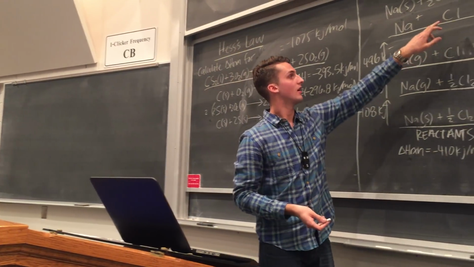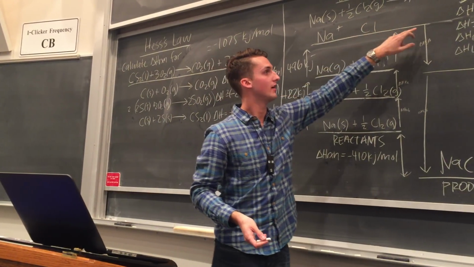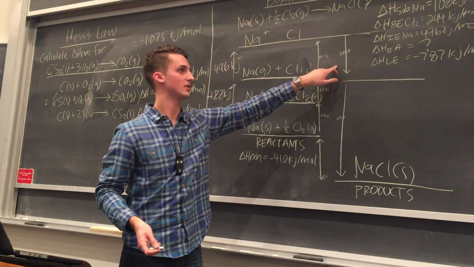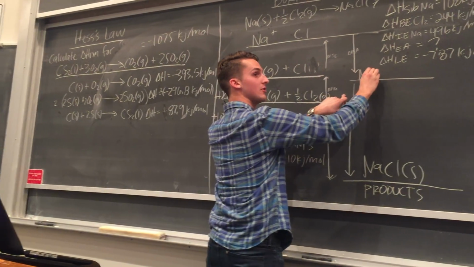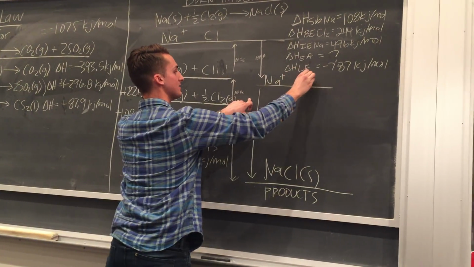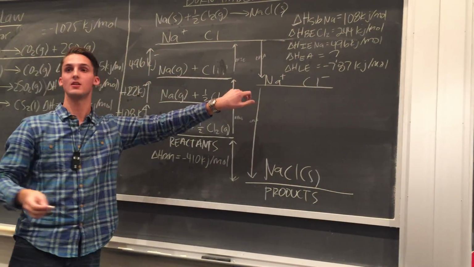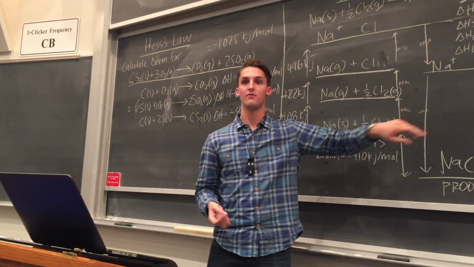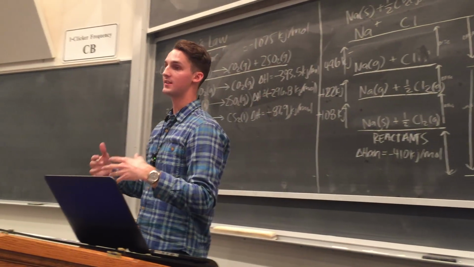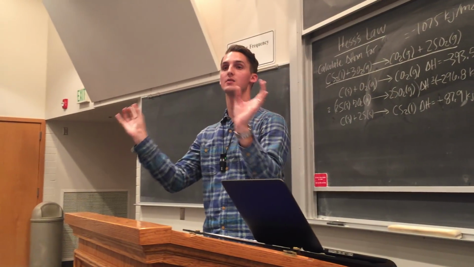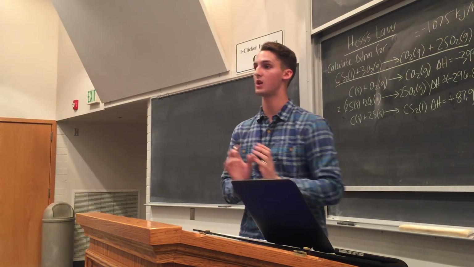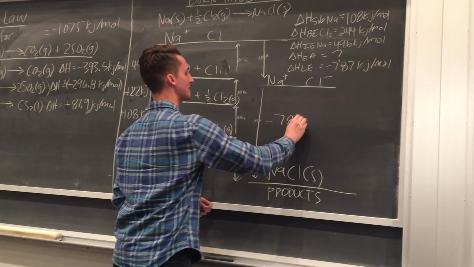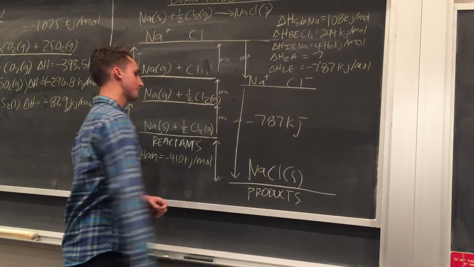So electron affinity for chlorine, that's what we're going to solve for, so I'm not giving you this one. After that electron affinity, I have Na plus and Cl minus. And the last step is the lattice energy. The lattice energy is the energy that's typically released when 2 ions come together to form that ionic solid. In this case, it was negative 787 kilojoules.